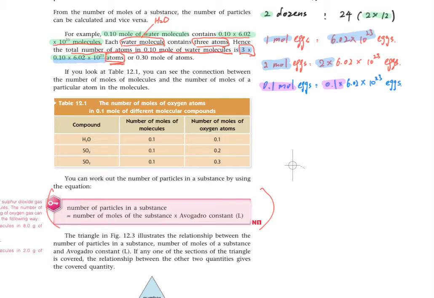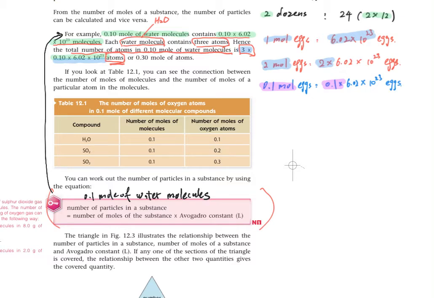For example, we just focus on the first sentence, 0.1 mole of water molecule. So the total number of particles in the substance, that means 0.1 mole of water molecule. Then how many water molecules are in it? Then we just use this equation.